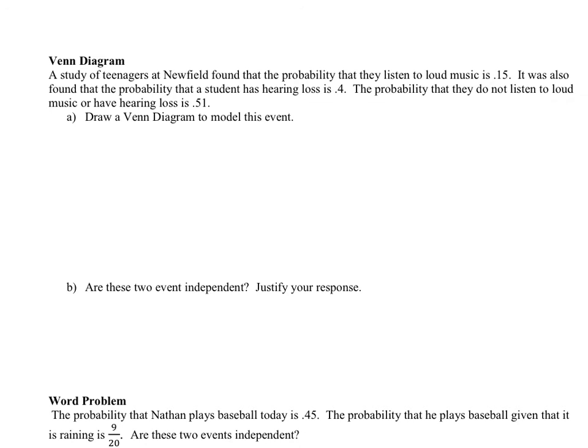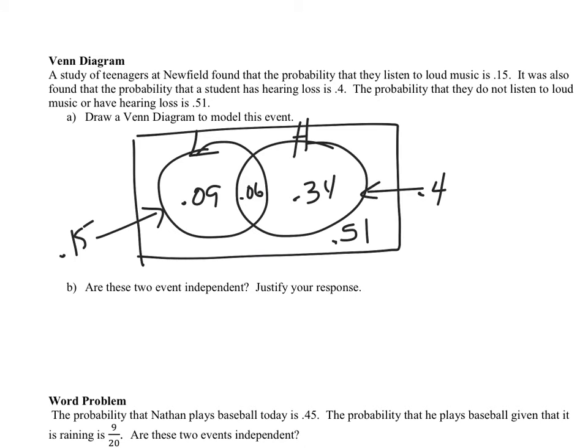So now we have Venn diagrams. Just take a second and fill out that Venn diagram, if you can. Okay, with a problem like this, remember when you have a probability, the probability of the whole thing is 1. So this box represents 1, or 100%. So they tell you that the probability that a teenager has hearing loss is 0.15. The probability that they listen to loud music, this is loud music, is 0.15. And the probability that they have hearing loss is 0.4.